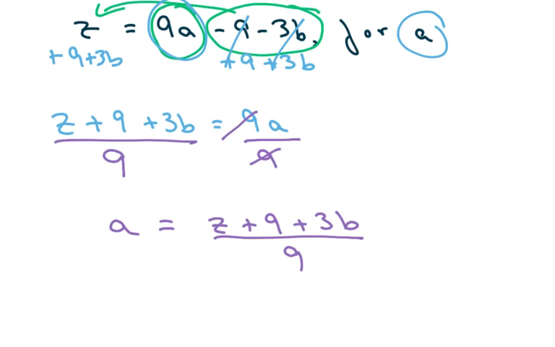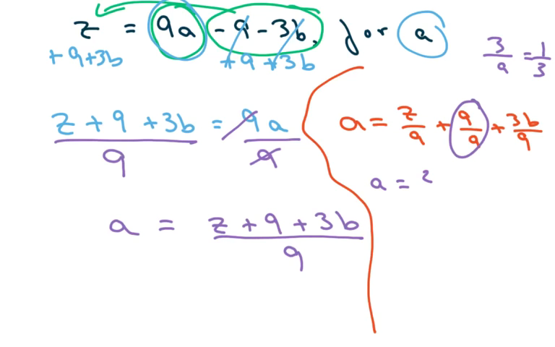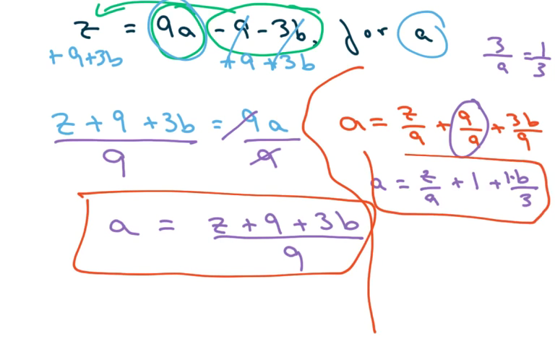If you have to, you could put 9 under each piece, so I'll do it over here. I could write this as a equals z over 9 plus 9 over 9 plus 3b over 9. If you do that, then you can reduce this, 9 over 9 equals 1, and 3/9 equals 1/3. So you could write this as a equals z over 9 plus 1 plus 1/3 times b, that would just be b over 3. So to me, this looks nicer, but it just depends on what your teacher wants.